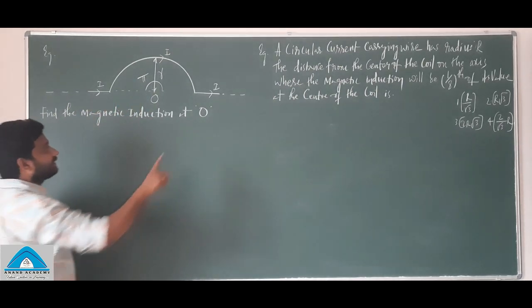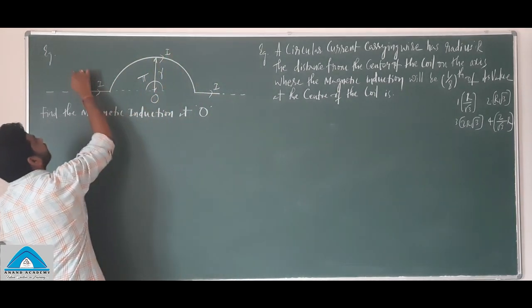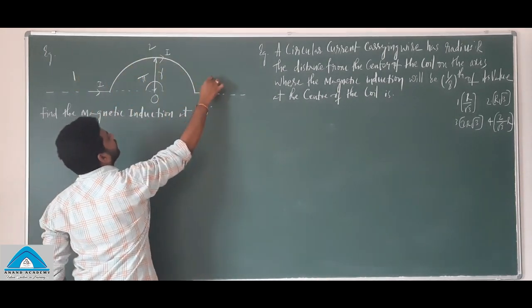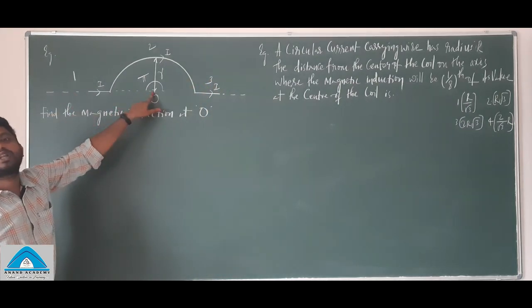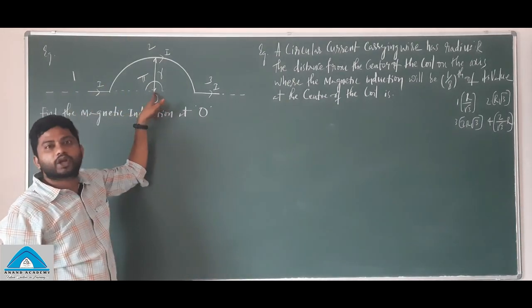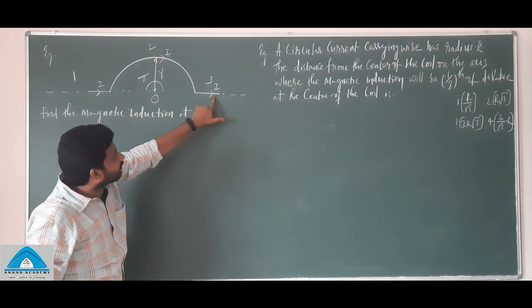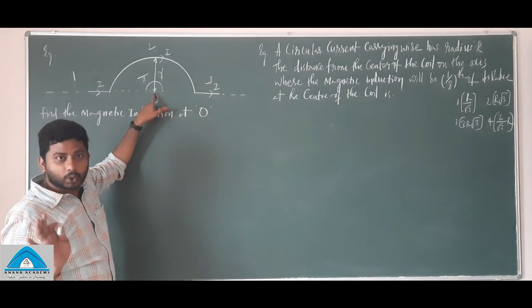Understand? And there is a third wire there: the first wire, second wire, third wire. Due to the first wire, the magnetic field at this point we need to find out. Due to the second wire, the magnetic field at this point we need to find out. And due to the third wire, the magnetic field at this point we need to check. That's our aim.